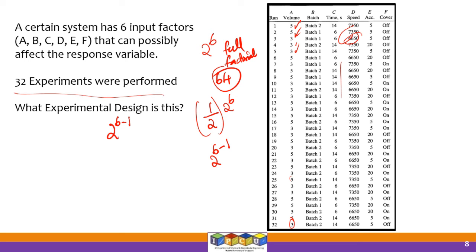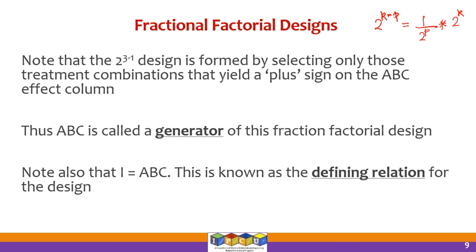Now if somebody were to do only 16 experiments, right? So you're doing quarter fractional factorial design, right? If somebody were to do only 16 experiments, 16 is 1 by 4 times 2 to the power of 6, and therefore it will be 2 to the power of 6 minus 2 design. So you're doing quarter fractional factorial design. Okay, but for this particular question that is there, it is half fractional factorial design.